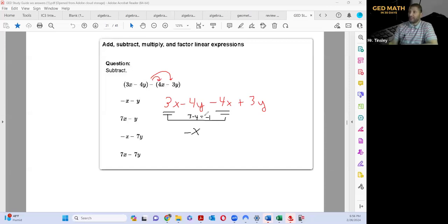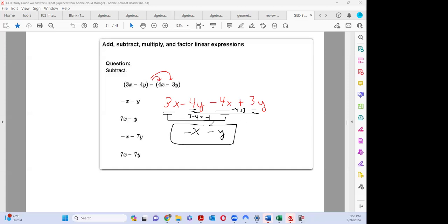This is minus x. This is minus 4y and plus 3y. That's, again, minus 4 plus 3 is minus 1. So minus y. So this whole answer is minus x minus y.